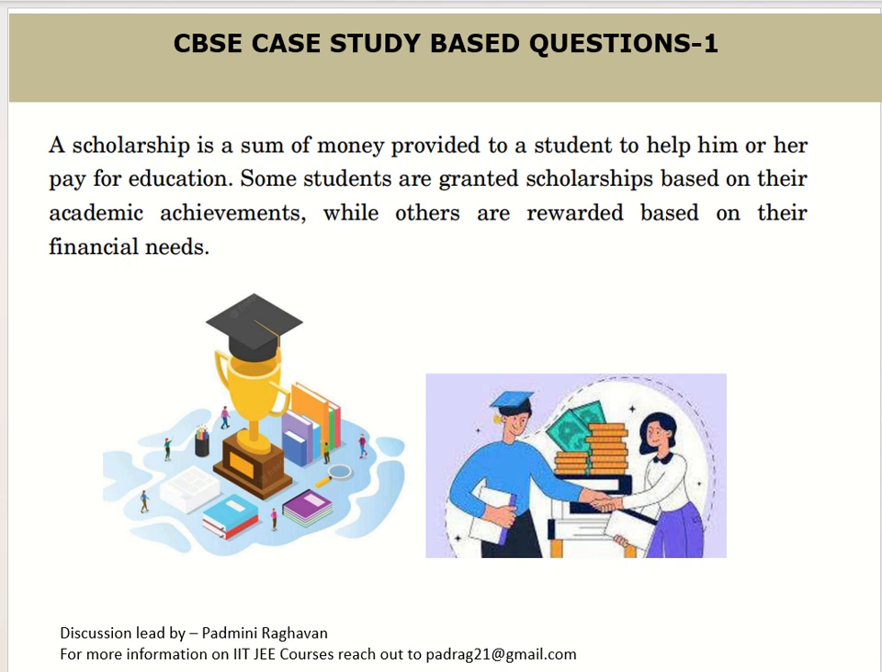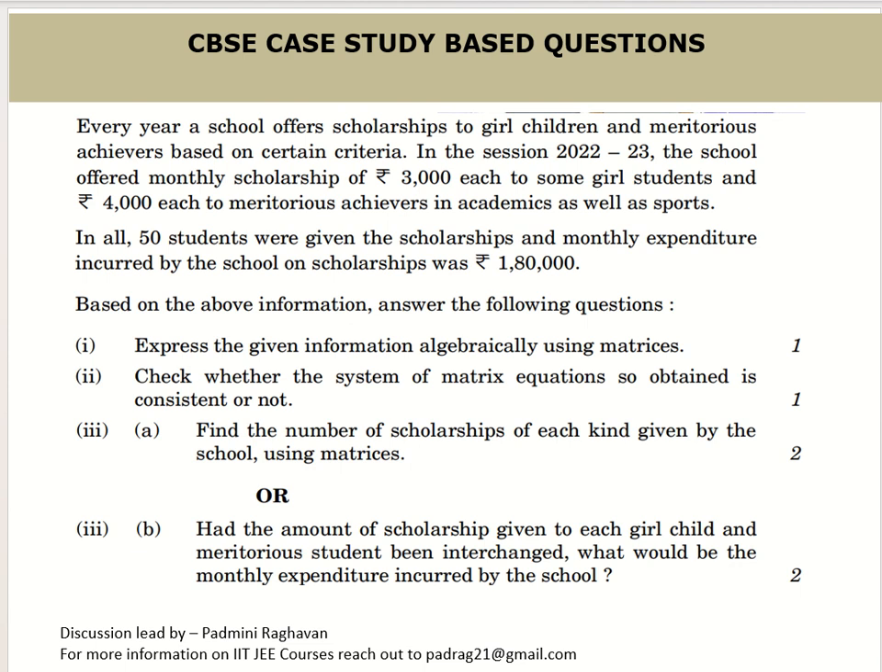A scholarship is a sum of money provided to a student to help him or her to pay for education. Some students are granted scholarship based on their academic achievements, while others are rewarded based on their financial needs. So basically, there are two types of scholarships. That is the information you have to pick up from the first passage.